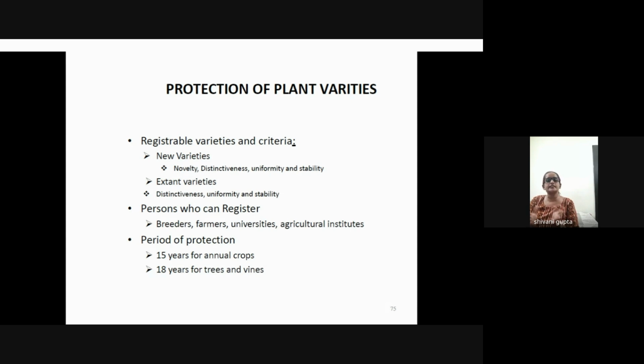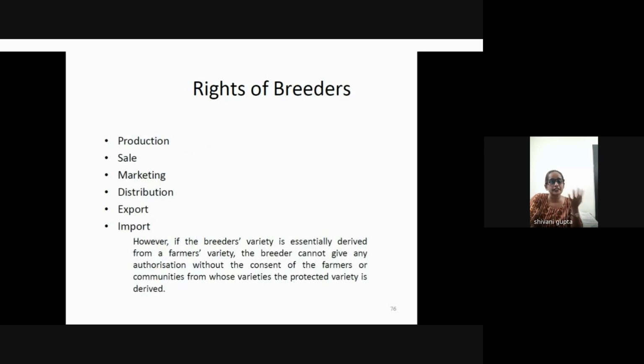Next is the extant variety, which includes uniformity, stability, and distinctiveness. The persons who can register under plant variety protection are breeders, farmers, universities, agricultural institutes, and research institutes. The period of protection for annual crops is 15 years, and for trees and vines it is 18 years, and it can be extended also. I used the term persons eligible to get protection under the Protection of Plant Varieties and Farmers' Rights Act. So the breeder is one eligible person.